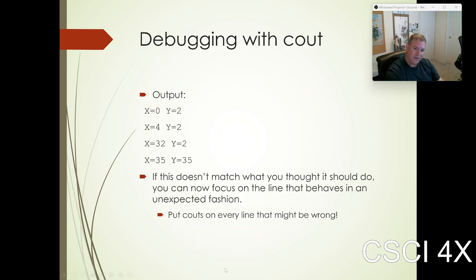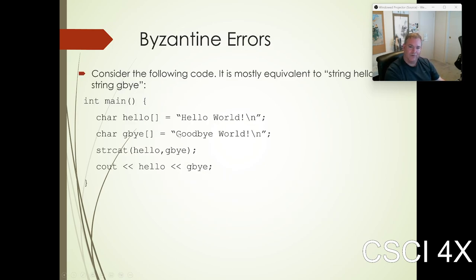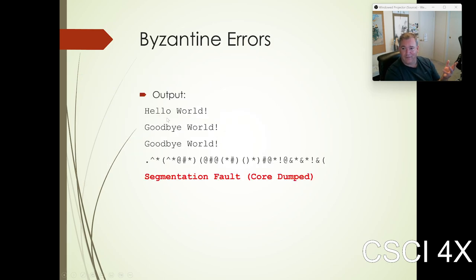Okay. Now, we're almost out of time. So I'm going to talk about Byzantine errors. Byzantine errors are when your code behaves unpredictably. And these are almost always caused by uninitialized variables, buffer overruns, other kinds of undefined behavior like that. Okay. So this code here looks like you're concatenating hello world and goodbye world. And so it should just print hello world, goodbye world. And in fact, it does print that. And then it prints RAM and then it seg faults and crashes sometimes. Sometimes it works. That's the scary part.